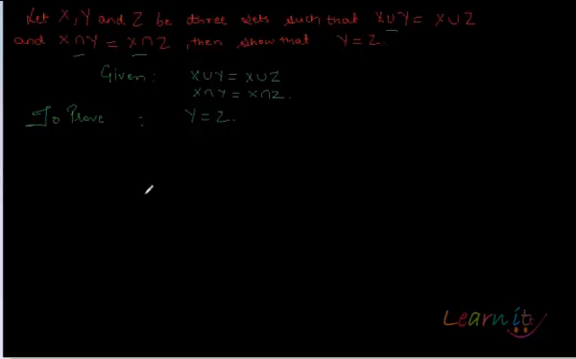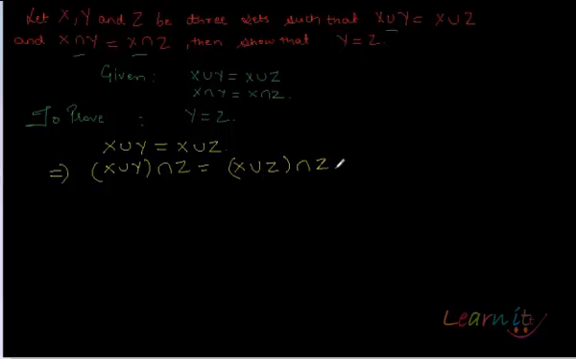So how do we proceed? Let's start with what is given to us. X union Y equals X union Z is given to us. Okay, if I take intersection with Z on both the sides, it will still remain equated. So let's do that. So (X union Y) intersection Z will equal (X union Z) intersection Z.